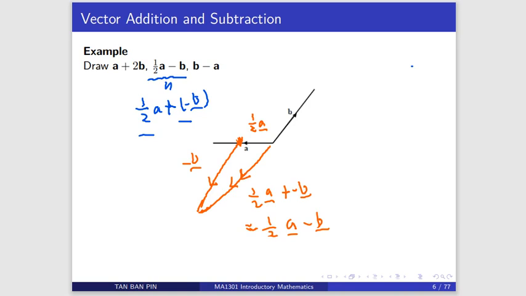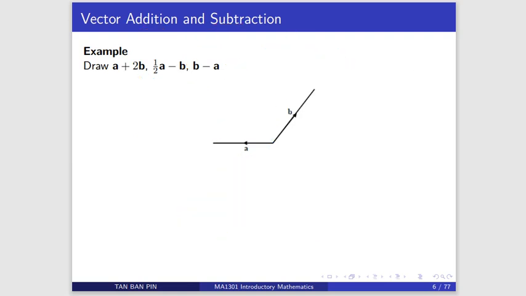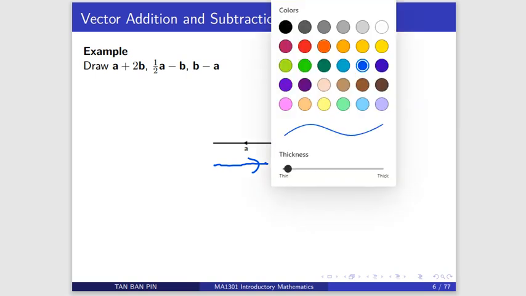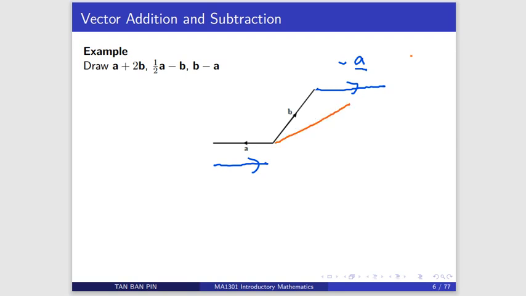Next, you look at how to draw B minus A. B minus A, you take it as B plus negative A. Minus A will be pointing in this direction. So B plus minus A. So this is minus A. Then you can draw the resultant vector. The resultant vector should be this one. So it will be B plus minus A, which is the same as B minus A.